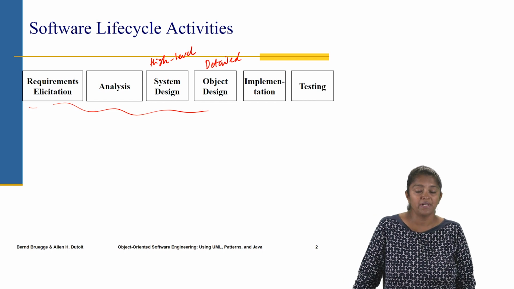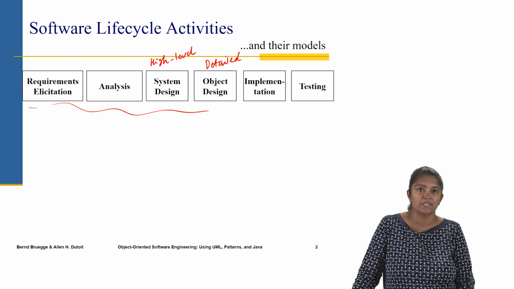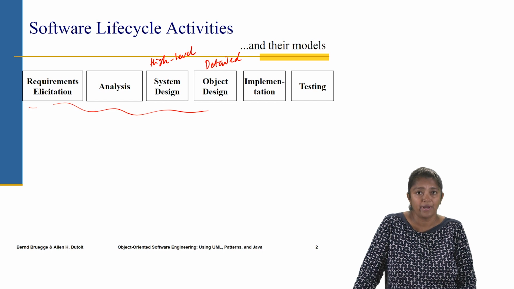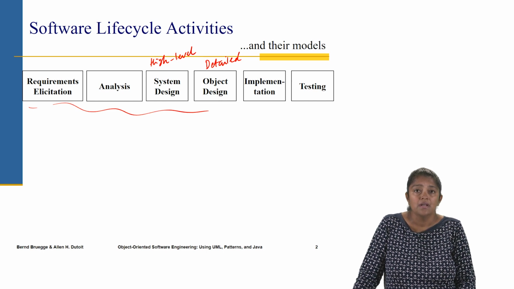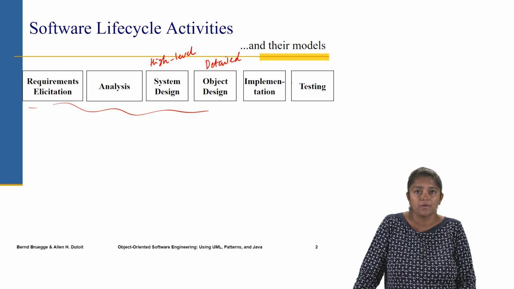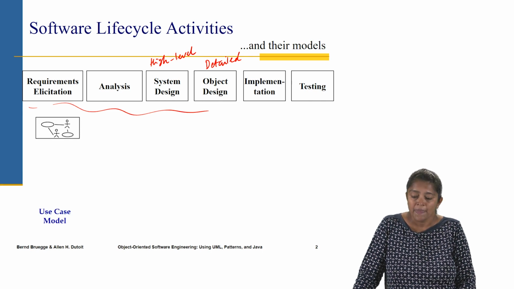Once implementation is completed, we perform testing. That's kind of the last big activity. So basically these are the different software lifecycle activities. And we need some kind of guidance on how these activities are to be organized, and that's what these models are helping us with.